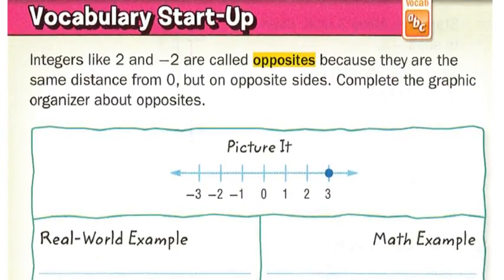So integers like 2 and -2 are what we call opposites because they are the same distance from 0 but on opposite sides. So what do we know about their absolute values? Well, they have the same absolute value but on opposite sides of 0. So we're going to complete this graphic organizer about opposites.